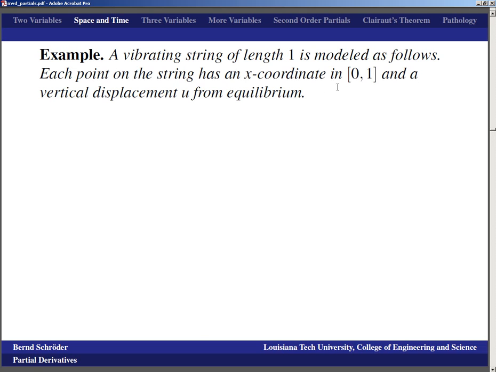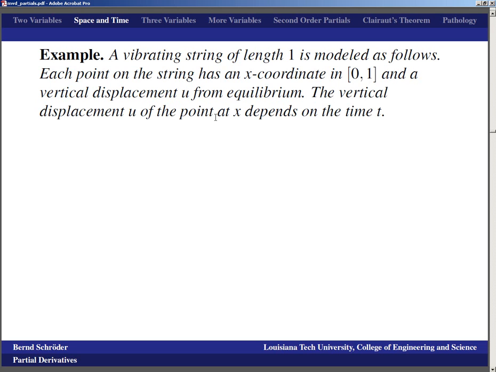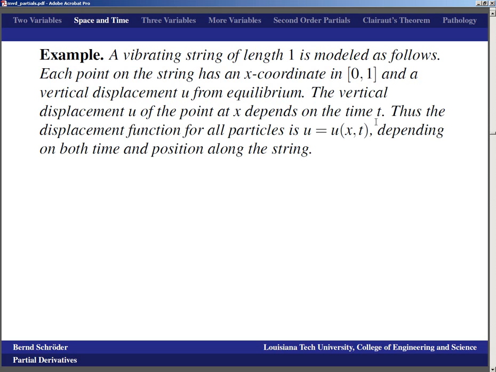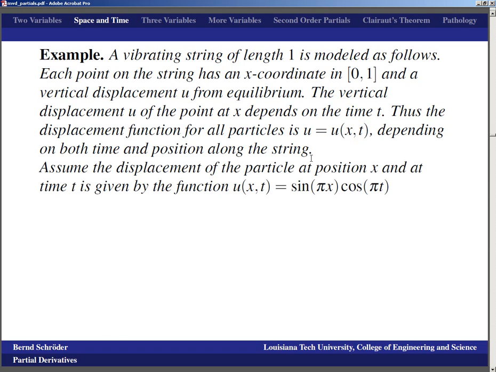Each point on the string has an x-coordinate in the interval [0, 1], and a vertical displacement u from the equilibrium position, which is assumed to be u equals 0. The vertical displacement u of the point on the string at x depends on the time t, right? And that means that the displacement function for all particles on that string is a function u of x and t that depends on both time t and position along the string x.